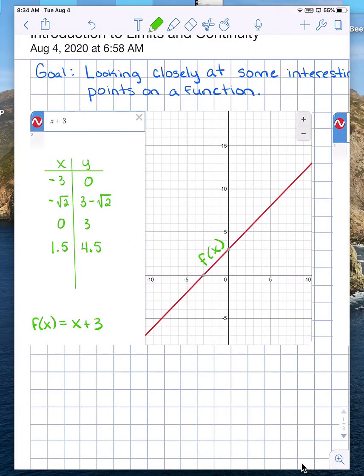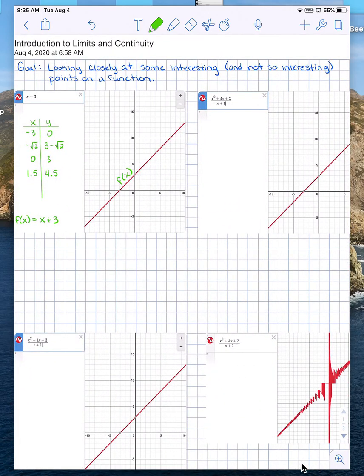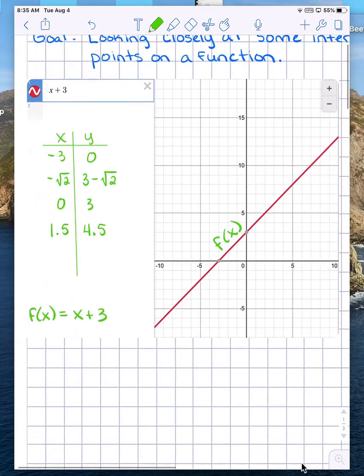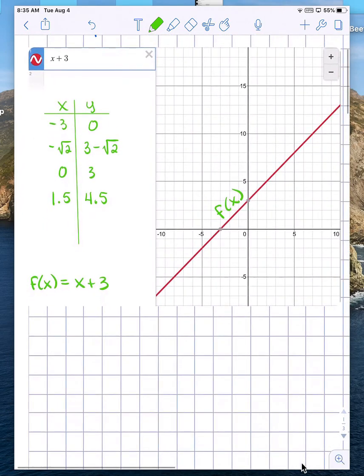Okay, so let's look at the goal. Looking closely at some interesting and not so interesting points on a function. The interesting ones are more interesting, but we'll look at some non-interesting points too. And the reason it reminded me to bring up this goal is because that's what we're going to do right now, look at some not so interesting points on this linear function x plus 3, because everything exists on this line, so it's not so interesting. There's nothing weird going on, but it's a good way to introduce the notation of a limit and what a limit is actually doing for us.